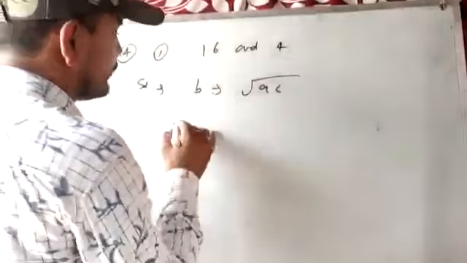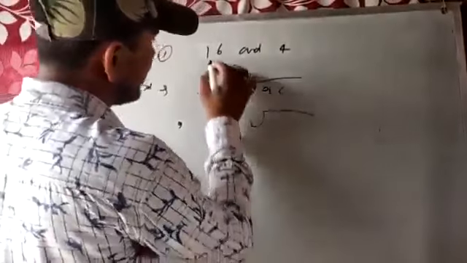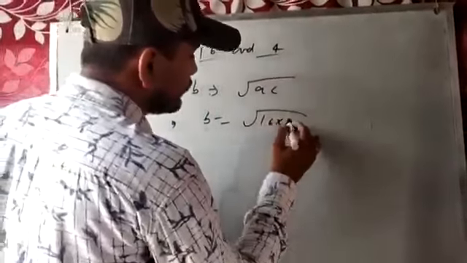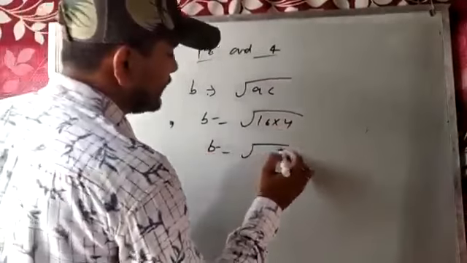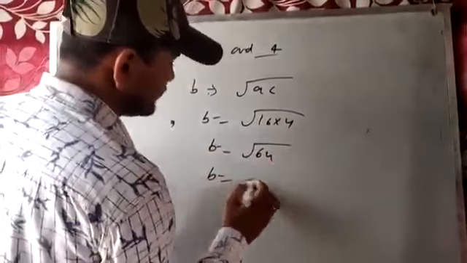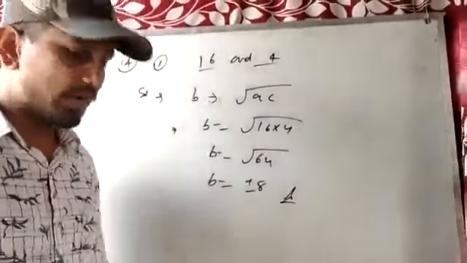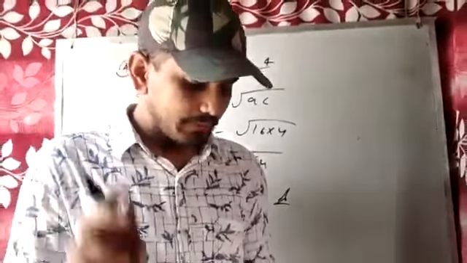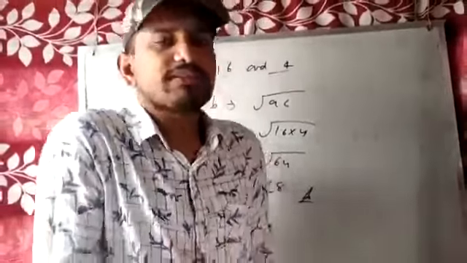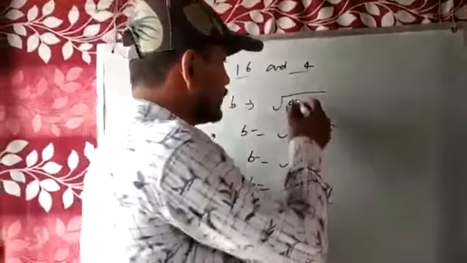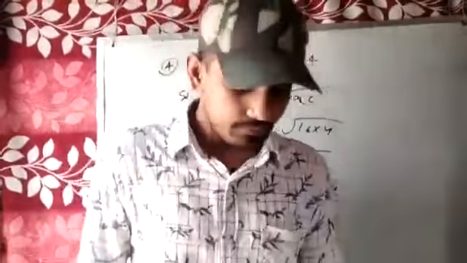Okay. Now in place of A and C I will put 16 and 4. So the value of B equal to root under 64. This one is the mean proportional. So what you will do, if the numbers are given and you have to find the mean proportional, just simply multiply them under the root, and then you will get the mean proportional.